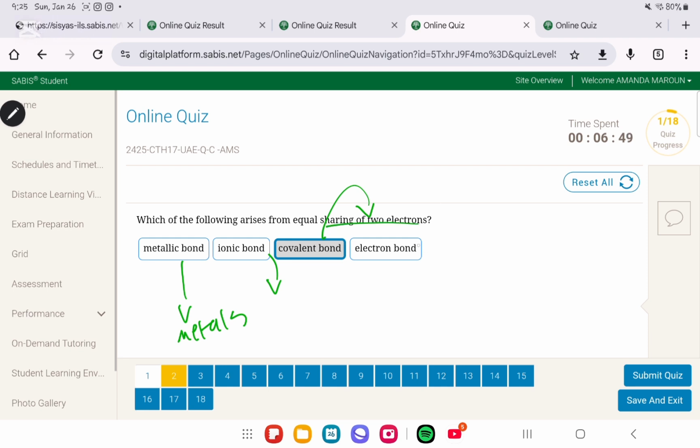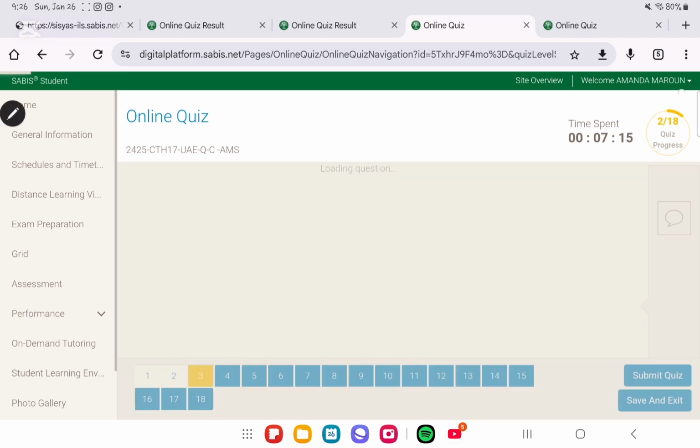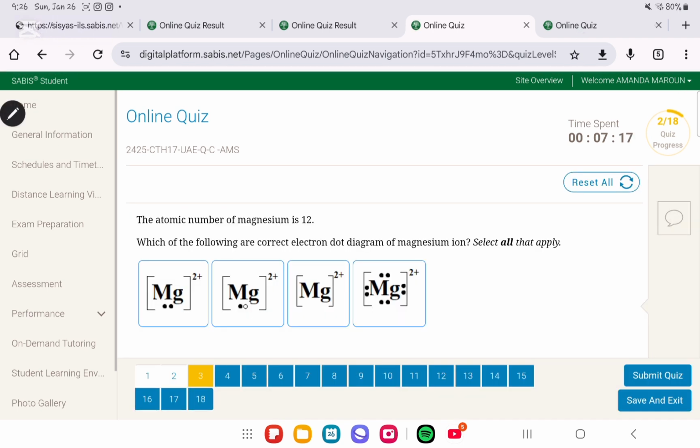And then an electron bond is just like the bond in between the electrons. So it has nothing to do with sharing, giving, taking, whatever. So what you should know is that sharing electrons is covalent bond. Giving and taking electrons is ionic bond. Between 2 metals, it's a metallic bond, and electron bond is just the bond in between the electrons. So we move on to question number 3.